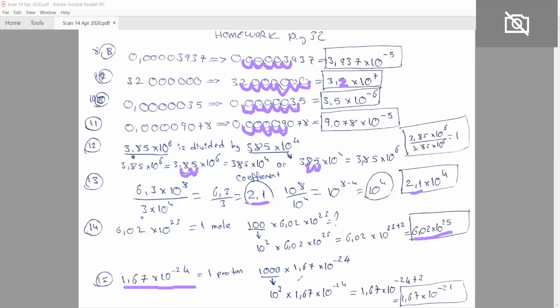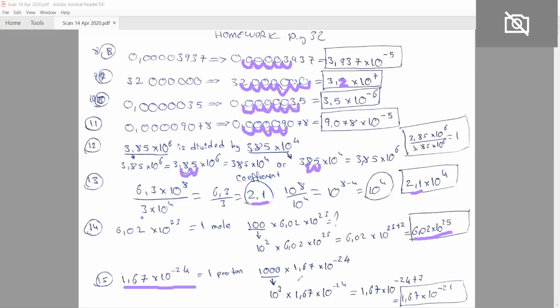So again, I have the same base. I'm doing the multiplication. I remember the rule, which tells me if you have the same base when you're doing multiplication, then add the powers. So 10 to the power of negative 24 times 10 to the power of 3 is 10 to the power of negative 24 plus 3. Negative 24 plus 3, guys, is negative 21. So my answer is going to be 1.67 times 10 to the power of negative 21.